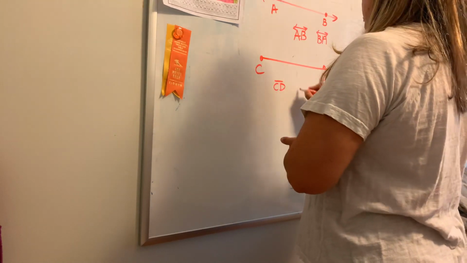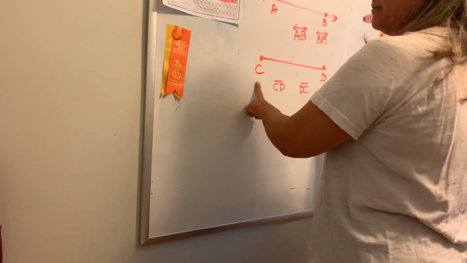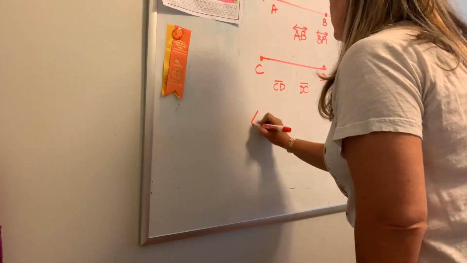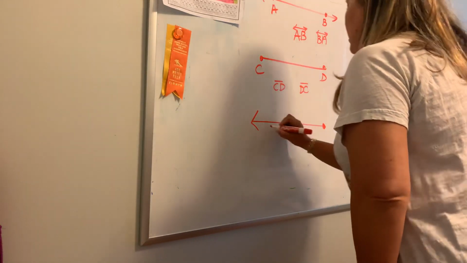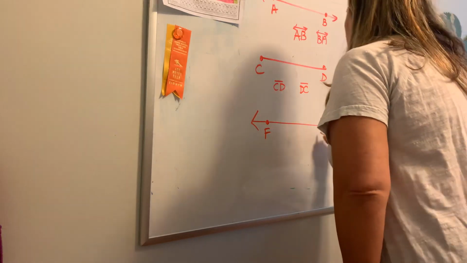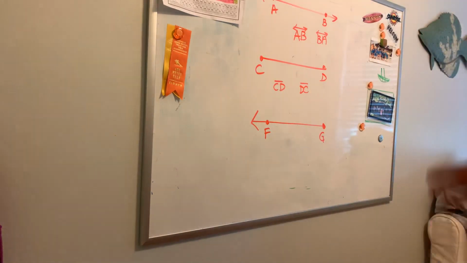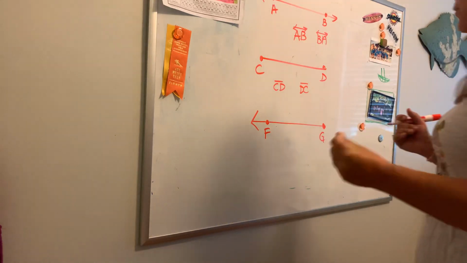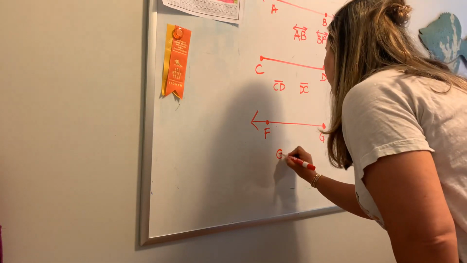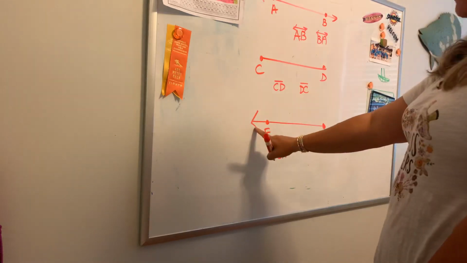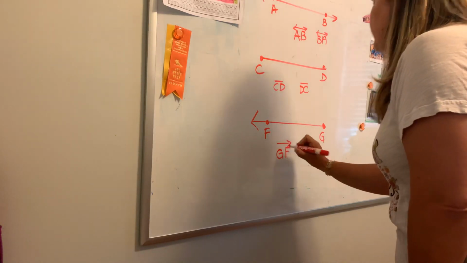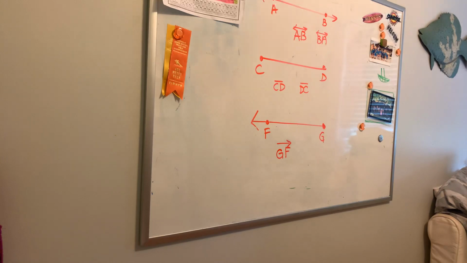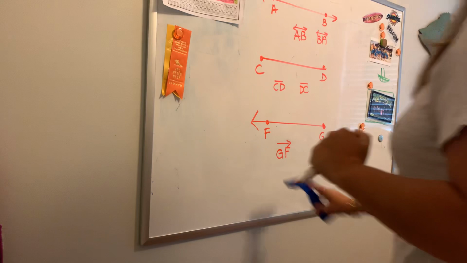So we just write it CD or DC because they both had endpoints. But a ray is particular because it has an arrow going in one direction. So when you name it, you need to show which direction the arrow is going. So if I were to write GF, the arrow is above the F, so when I name it, the arrow needs to be above the F. So that's line, segments, and rays.